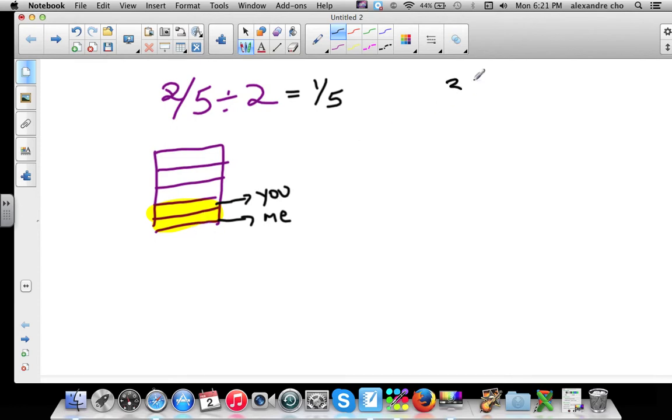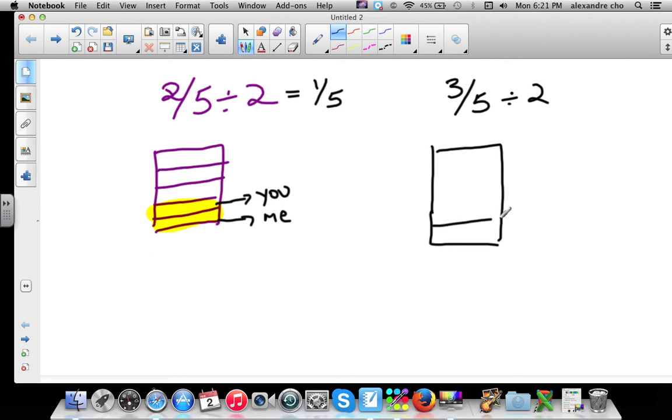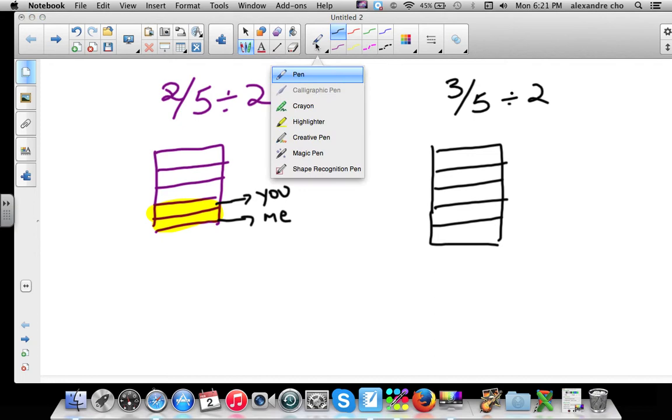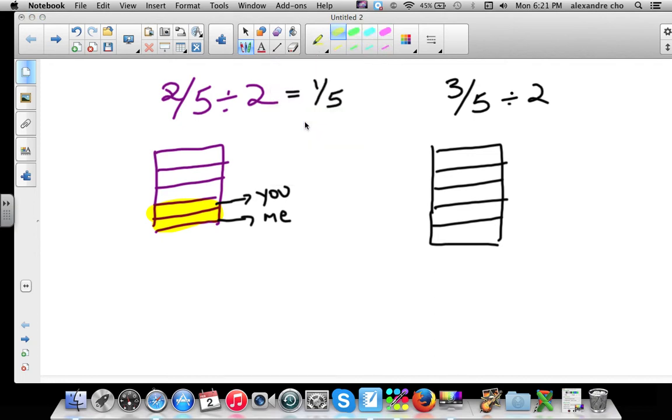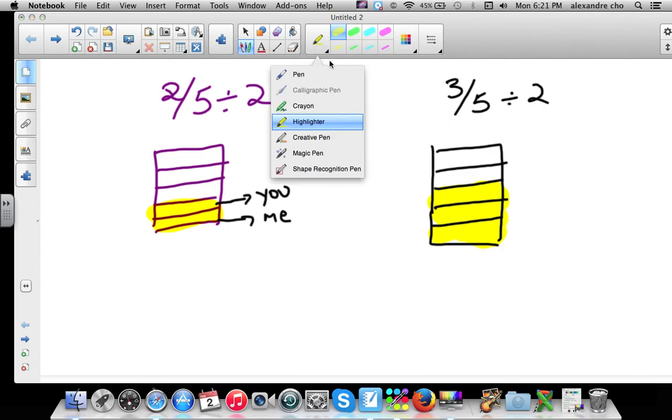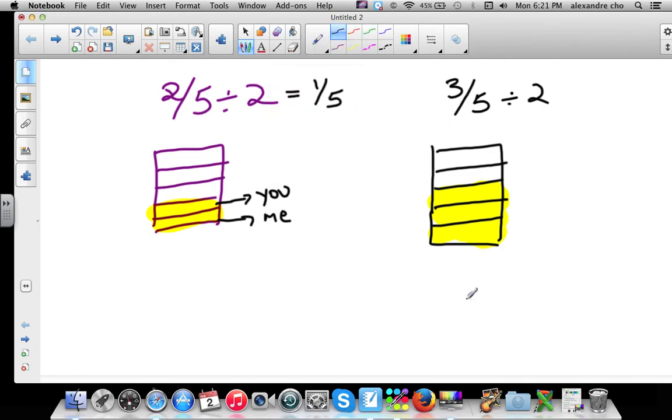Number 2, 3/5 divided by 2. So let's draw something that has 3/5. 1, 2, 3, 4, 5. And again, shade it in. I think shading it in is a little bit easier, guys, than just using a pencil and going across. Pick a nice color where you can clearly see. So there's 3/5, and you want to divide that by 2. Well, in this particular case, we have to do something with our 3/5, because as it is, we have 3 pieces, only 2 of us.